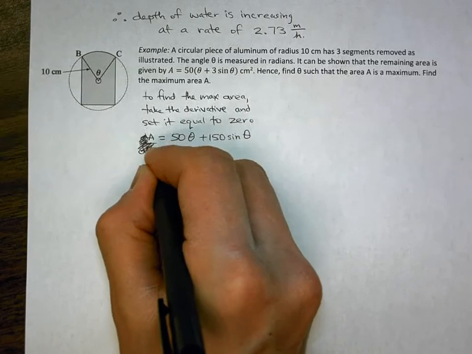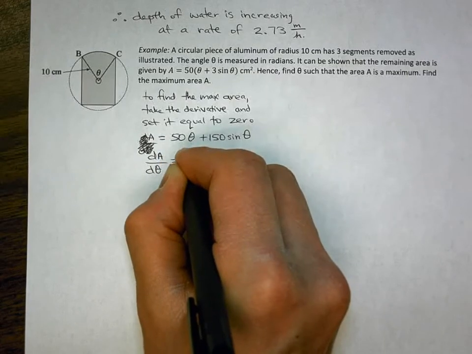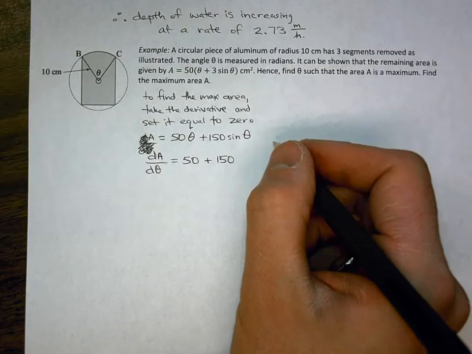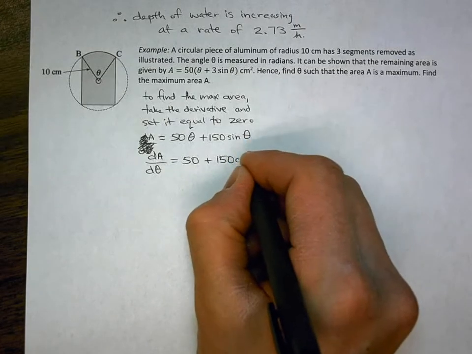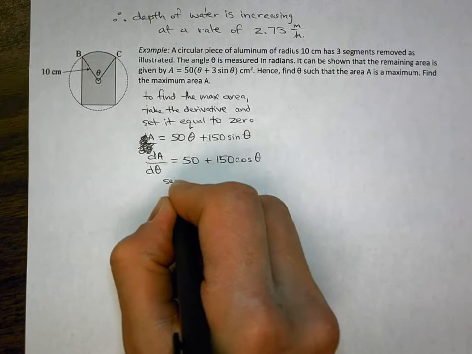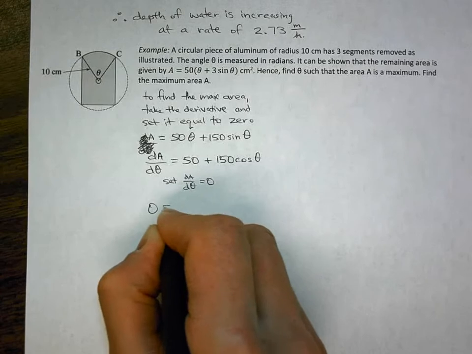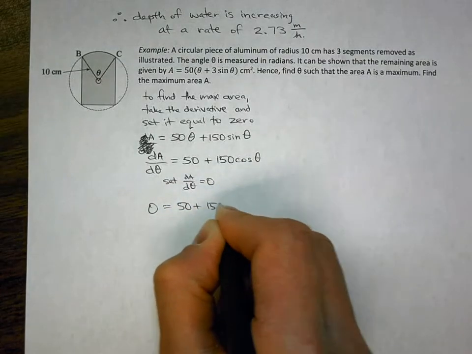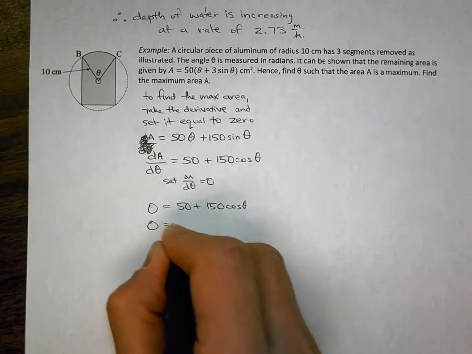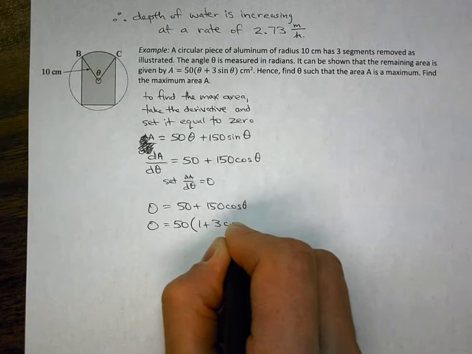So now dA over d theta, the derivative, is going to be 50 plus 150. Now what's the derivative of sine? Well, it's just cos. Okay, so now I'm going to set the derivative equal to 0. So I have 0 is equal to 50 plus 150 cos theta. I'm going to factor out the 50. And I'm left with 1 plus 3 cos theta.